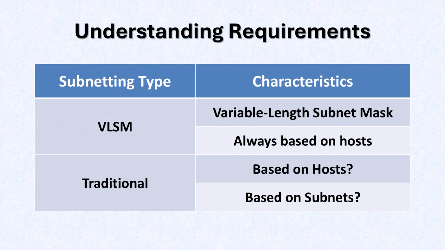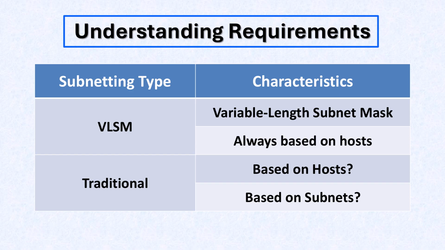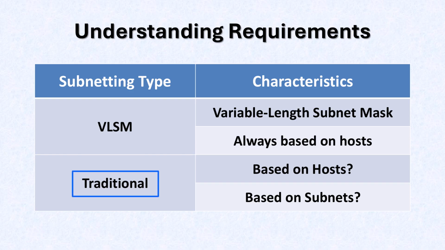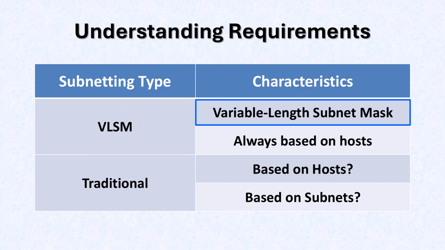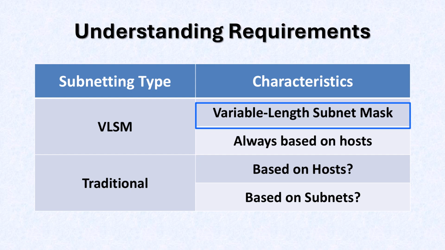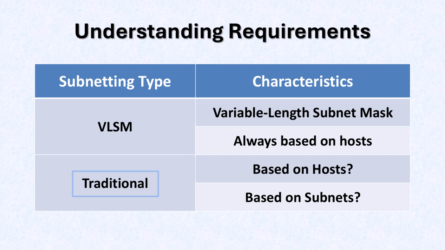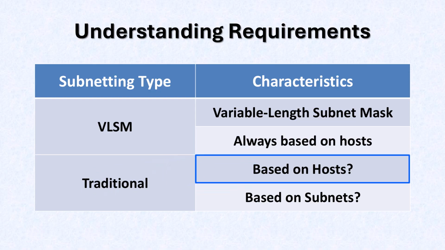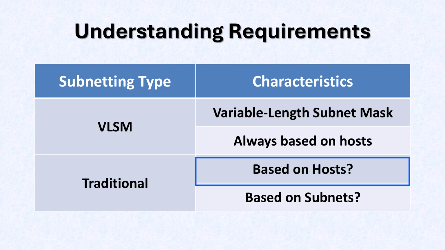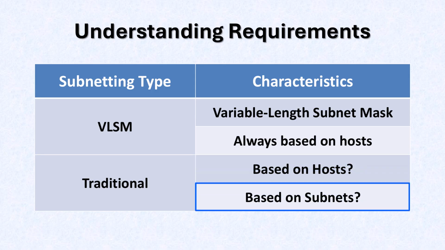We repeat, the most important step is understanding the requirements. Are we being asked to use traditional subnetting or VLSM? That is, variable length subnet mask, which is always based on the number of hosts. If the requirements say traditional subnetting, is it based on the number of hosts? Or is it based on the number of subnets?